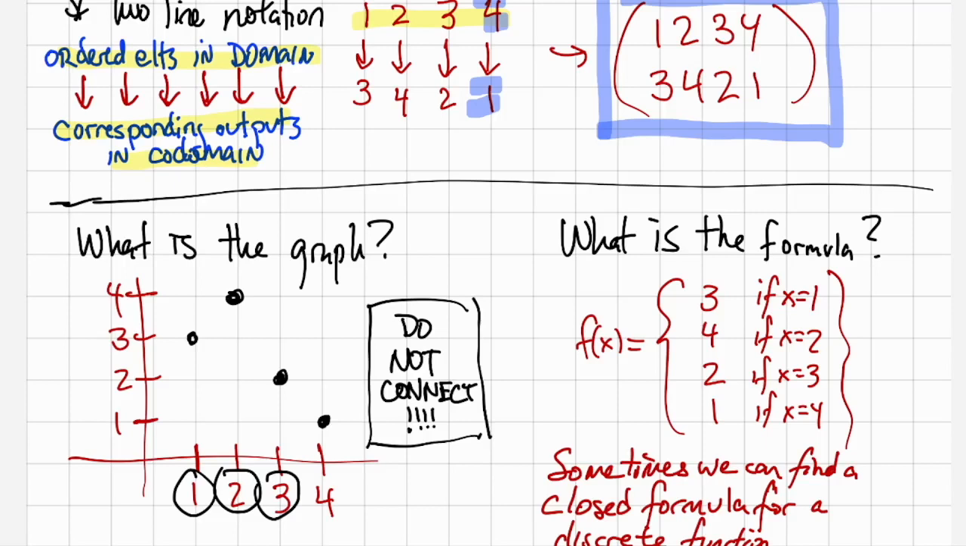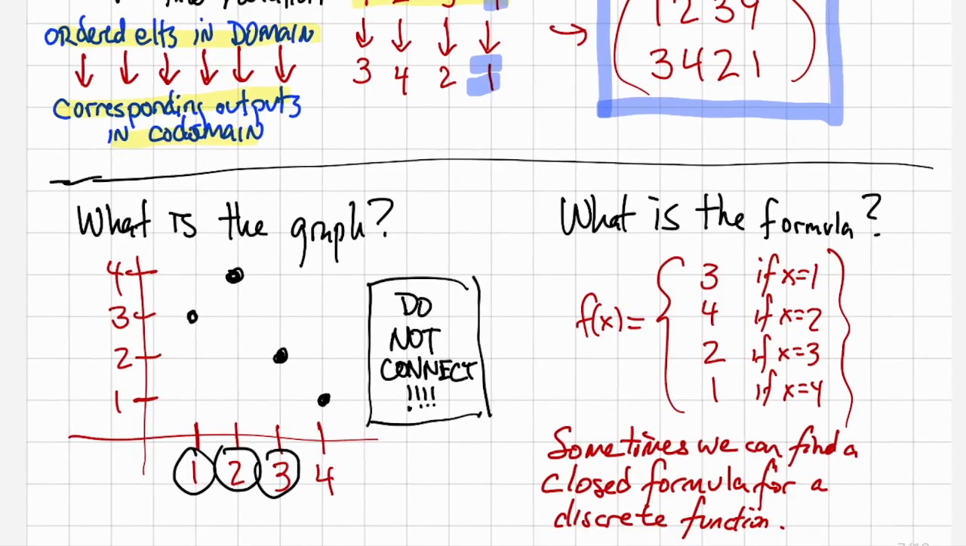We can also ask the question, what's the formula? Well, the best way to write this is probably with a piecewise defined function, where when x is equal to 1, f of x is 3. When x is equal to 2, f of x is equal to 4. When x equals 3, f of x is equal to 2. And when x is 4, f of x is equal to 1.